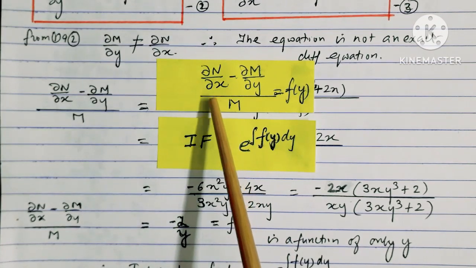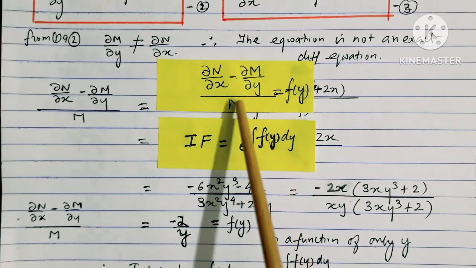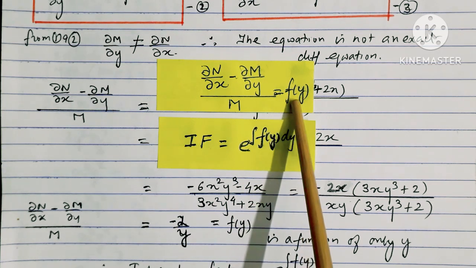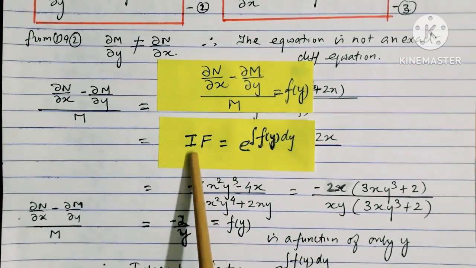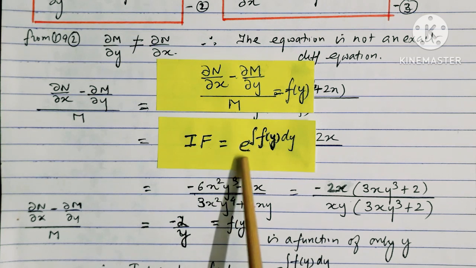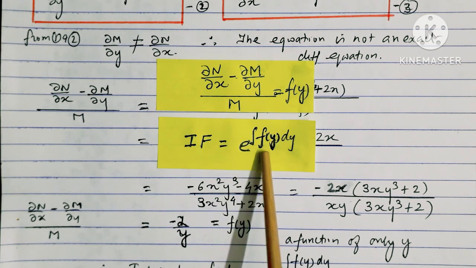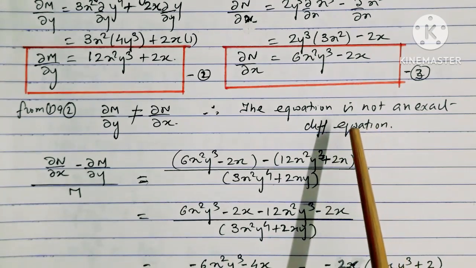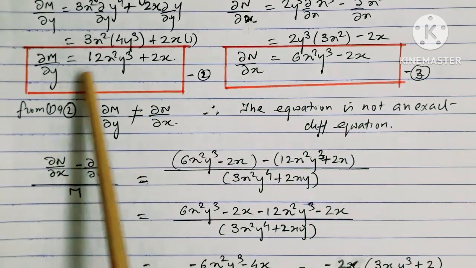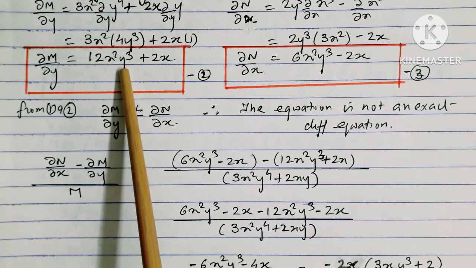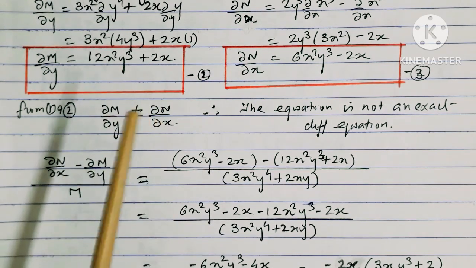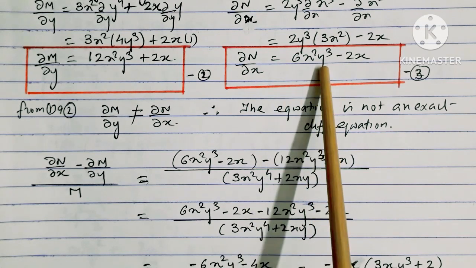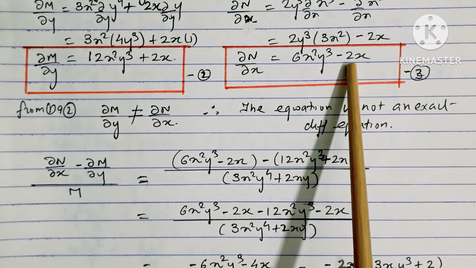Now, if (∂N/∂x − ∂M/∂y) upon M is a function of y only, say f(y), then the integrating factor is equal to e raised to integral f(y) dy. Now, ∂M/∂y is equal to 12x²y³ + 2x and ∂N/∂x is equal to 6x²y³ − 2x.